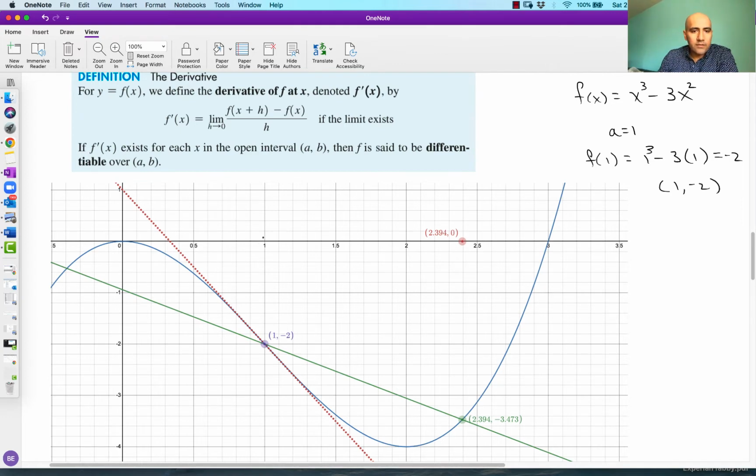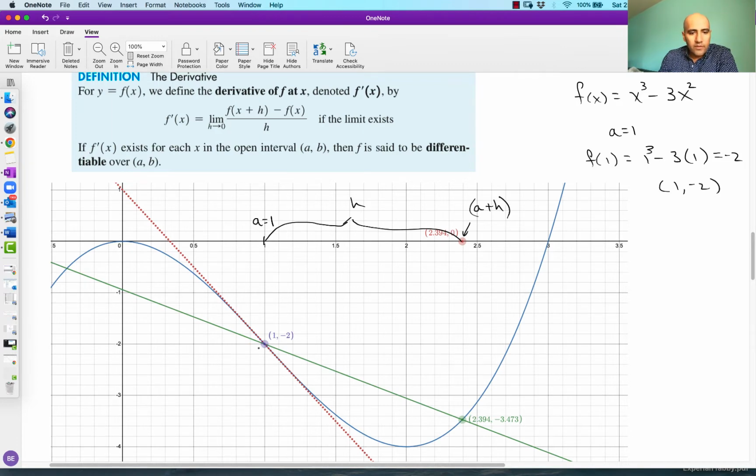So here this is where a equals 1. And then we're going to let h be the distance between the input value a all the way out to the point a plus h. So this distance right here is h, which makes this the point a plus h.